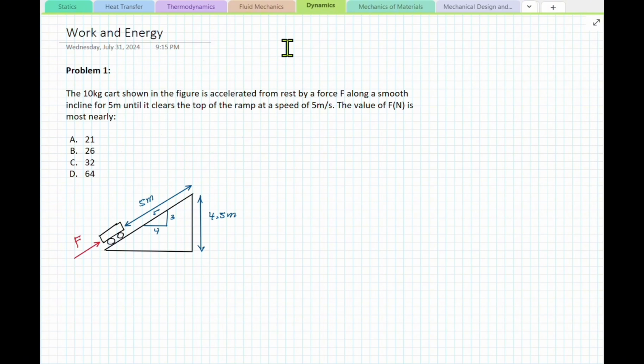In this video, we'll be looking to solve a work and energy related problem. This is a dynamics problem. This is part of the FE review session.